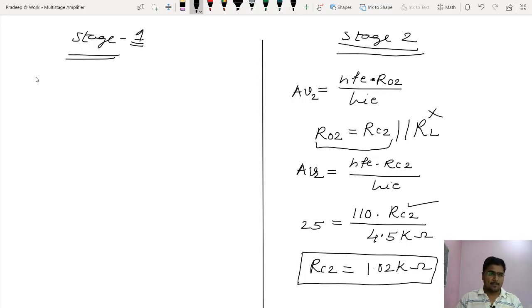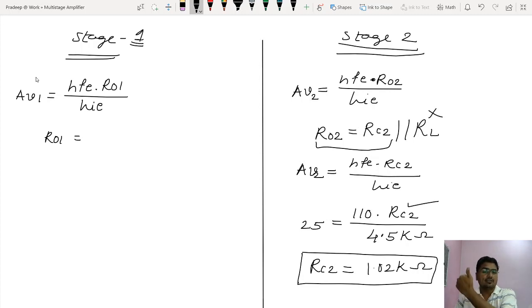How then? Look at the equation for voltage gain AV1. Here I'll write the equation as HFE multiplied by RO1, that is the output impedance of stage 1, divided by HIE. This is the approximate h-parameter analysis that I had. Now what is that RO1? That is the output impedance of stage 1. It is a parallel combination of the output impedance of stage 1 and the input impedance of stage 2.